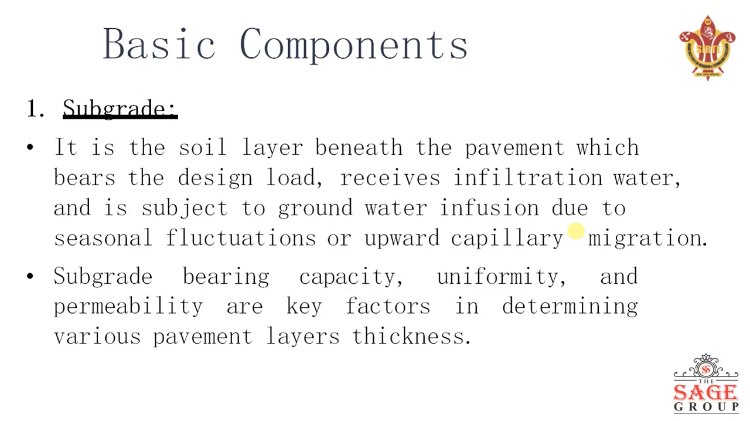So, the basic components of a pavement are: first one, subgrade. It is a soil layer beneath the pavement which bears the design load, receives infiltration water and is subjected to groundwater infusion due to seasonal fluctuations or upward capillary migration. Subgrade bearing capacity, uniformity and permeability are key factors in determining various pavement layer thickness.